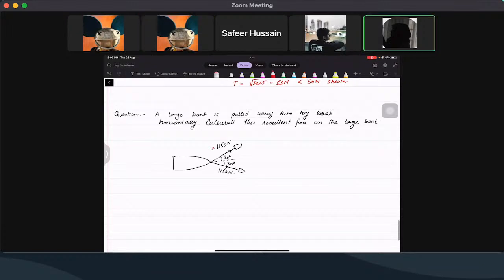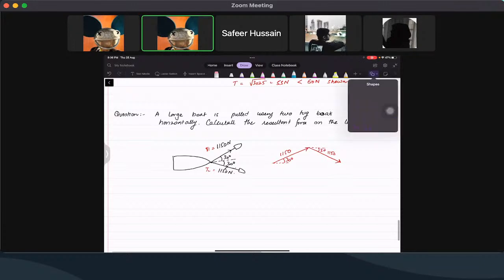So first of all, let's say I want to pick this force, T1, and then I want to pick this force. If I make T1 like this, this will be 1150 and this is going to be at 30 degrees. Agreed? Then I need to draw the other vector, which is 30 degrees but downwards. So it should look like this. It's 1150 and it is also 30 degrees from here. Understood?